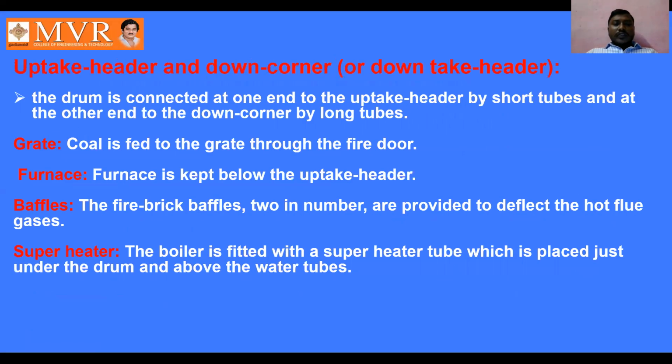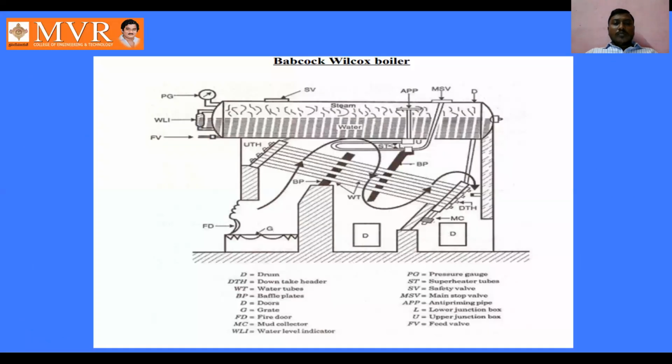Once again, I am going to explain the Babcock and Wilcox boiler working principle. The half portion of the boiler shell is filled with water, and the other portion of the shell is filled with steam. The water in the boiler shell enters the downtake header through this long pipe.